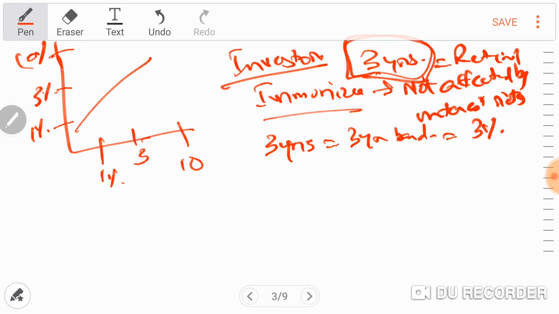Now the question really comes down to: can he make more money? Can he make more than 3%? The idea is yes. Now I'll show you why.